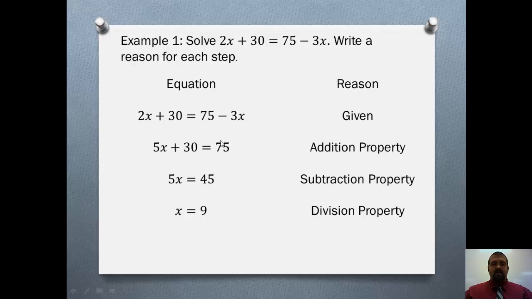Please note that the step that I take is the stuff in between here. So for instance, I did the addition between these steps, so the reason over here is addition property. It's what's changed from the step above it.